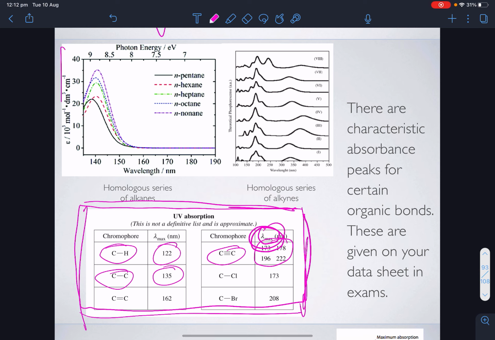So here, just to show you some difference and give you some perspective. Here we've got wavelength versus concentration, but wavelength versus absorption.